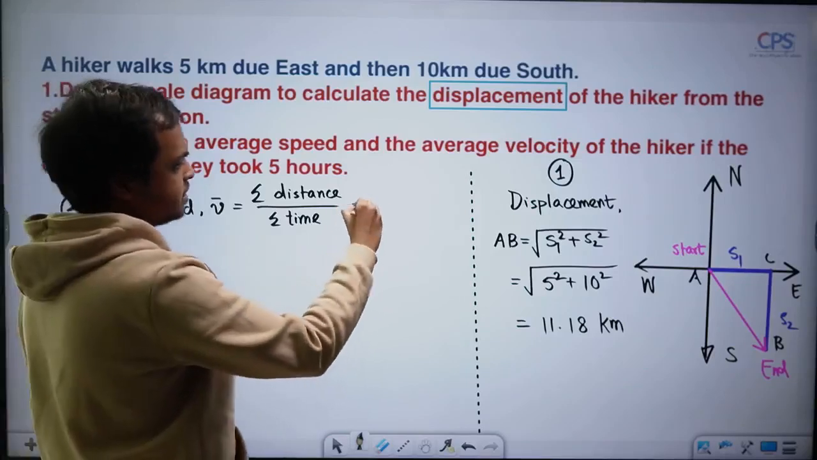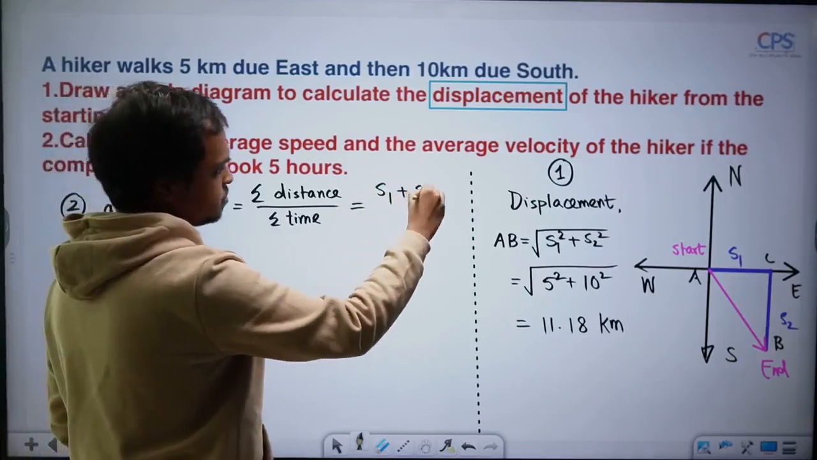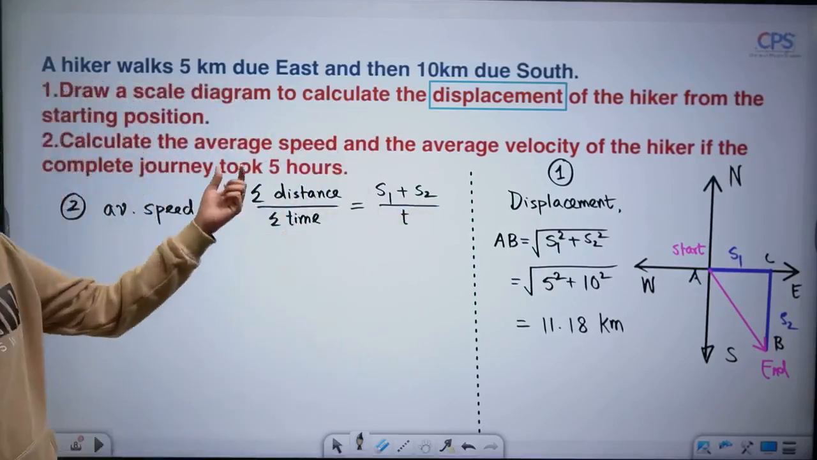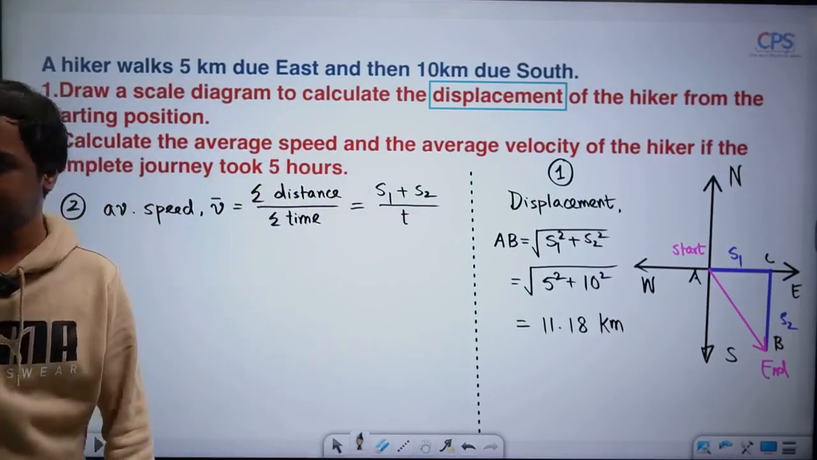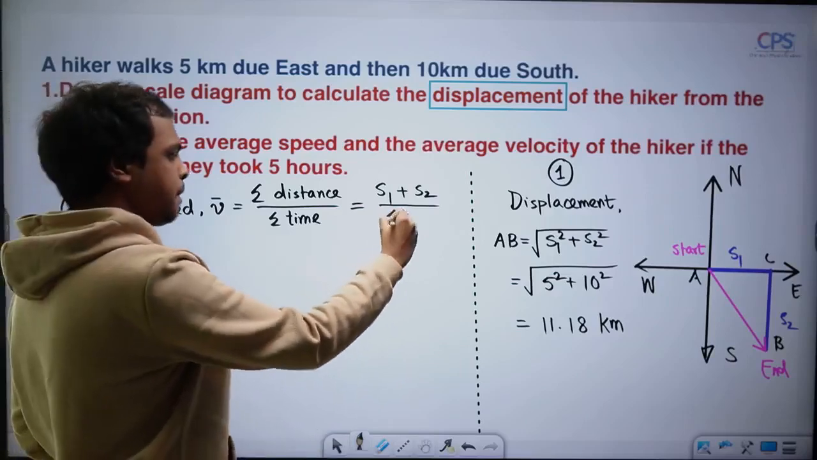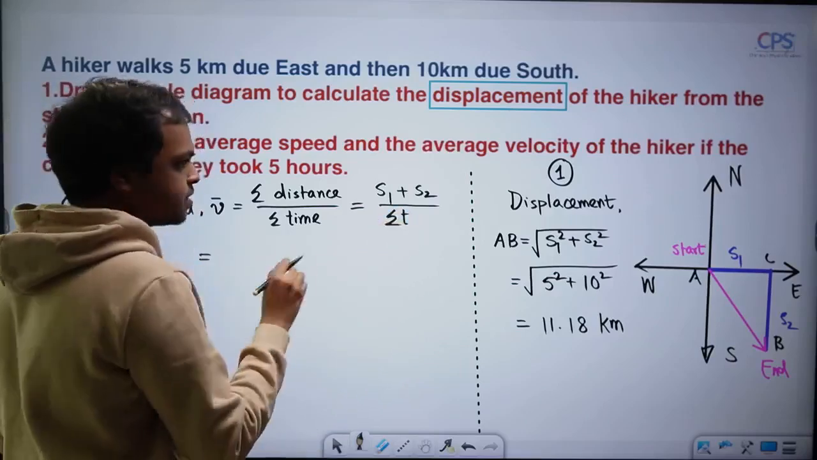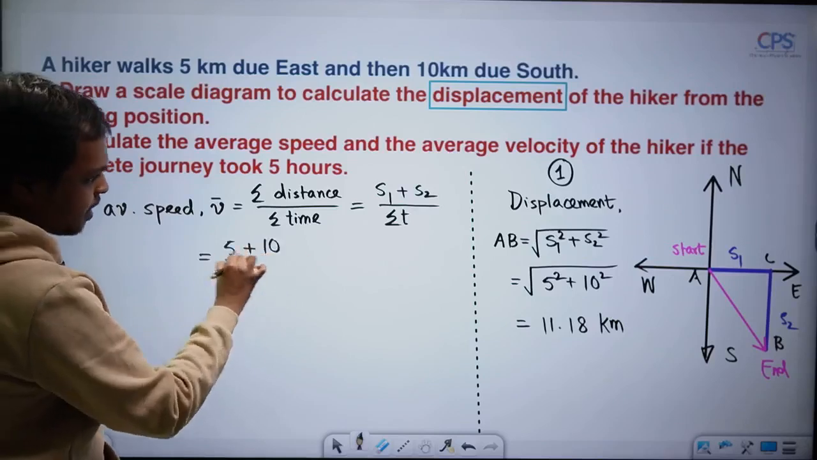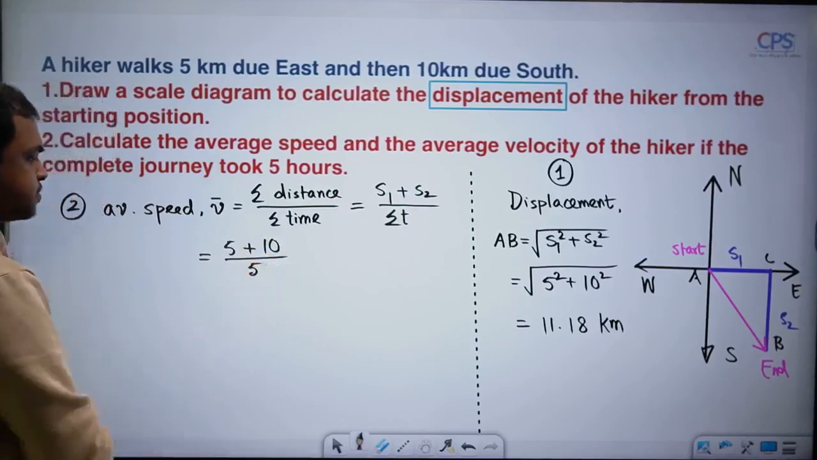Okay, the summation of distance is S1 plus S2, and the summation of time is just the overall time, right? Summation of T. So the summation of S1 is how much? S1 is 5, S2 is 10, and the total time is 5 hours.